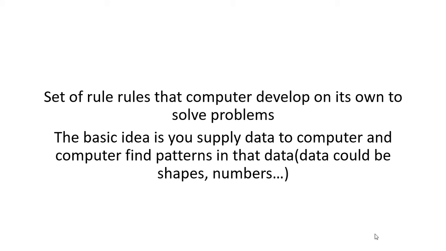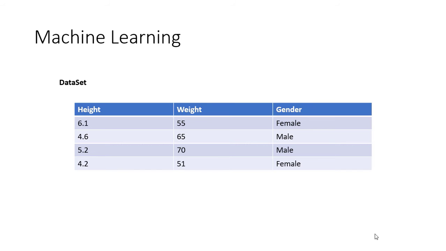Now let's look at some of the key terms used in machine learning. The first one is dataset. What is a dataset? As the name suggests, it's a collection of data. Let's look at a very simple dataset. Here we have height, weight and gender of 4 different persons. For the first person, height is 6 feet 1 inch, the weight is 55 kg and the gender is female. Similarly, for the second person, height is 4 feet 6 inch, the weight is 65 kg and the gender is male. Similarly for the other 2 rows. That is called a dataset.